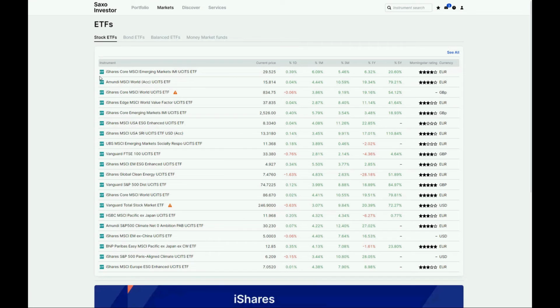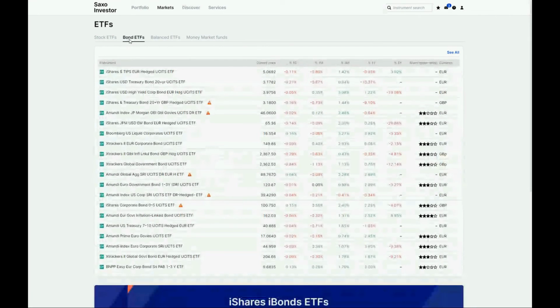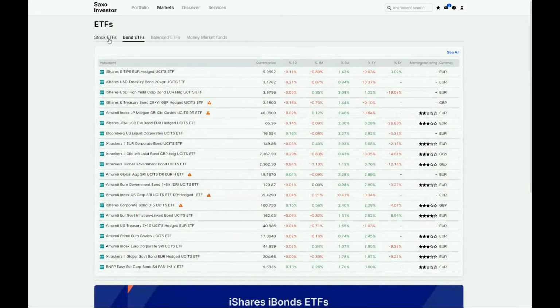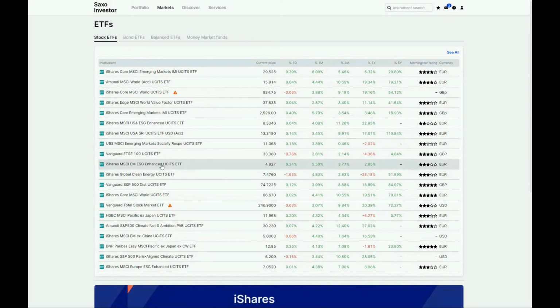Let's go to the platform again here. So what's the first thing that it's showing us here? Well, it's showing us a categorization of 2 different types of ETFs. That are stock ETFs and there are bond ETFs. Stock ETFs, of course, includes different stocks. Bond ETFs includes different bonds. Usually very low risk.